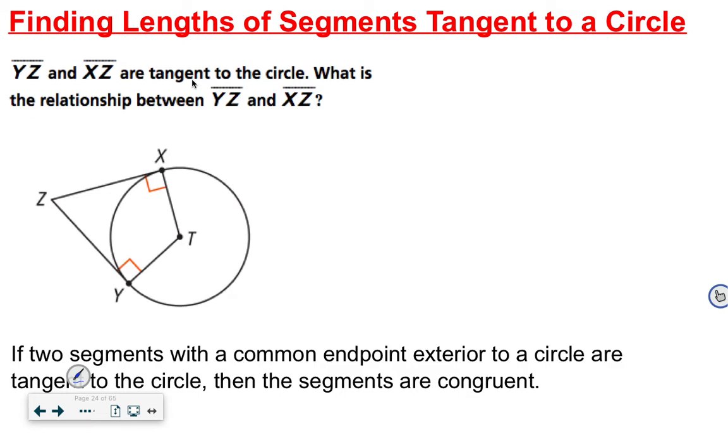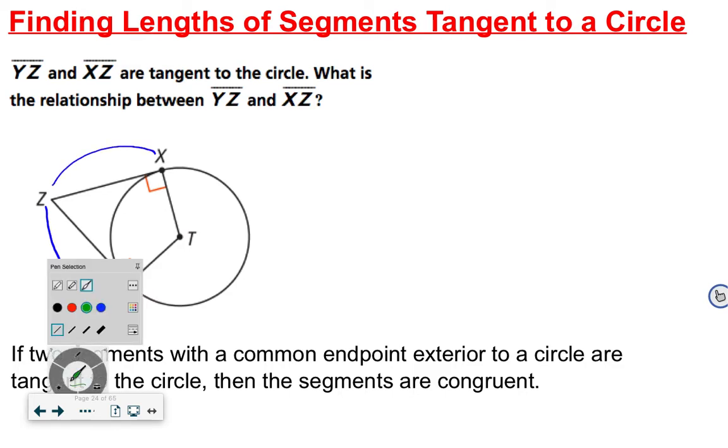In this part, we are going to learn how to find lengths of segments tangent to a circle. If you have two segments YZ and XZ that are tangent to a circle, what is the relationship between YZ and XZ? We are going to find this relation.